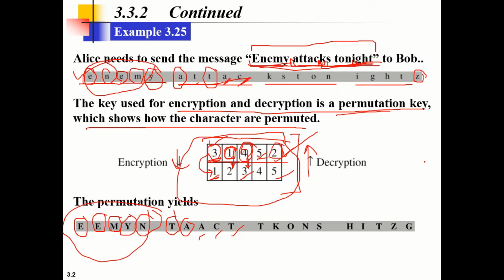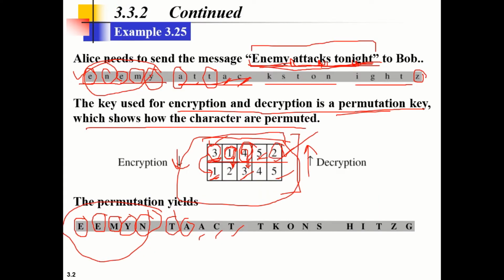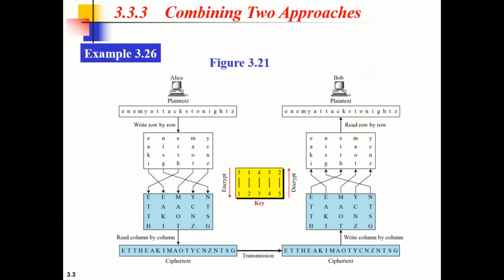Fine, so this is how the keyed transposition cipher is implemented with the help of a permuted key. Now next comes the combination of both the approaches. Both means the keyless and the keyed approach. We can use them combinedly. How do we do this?